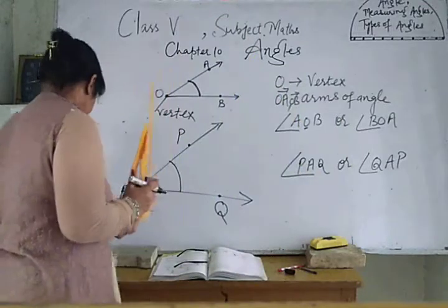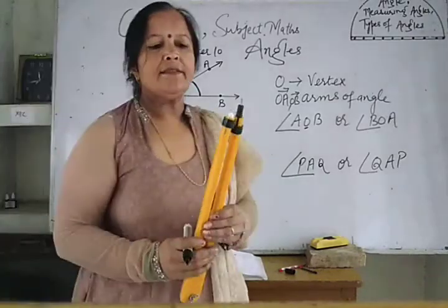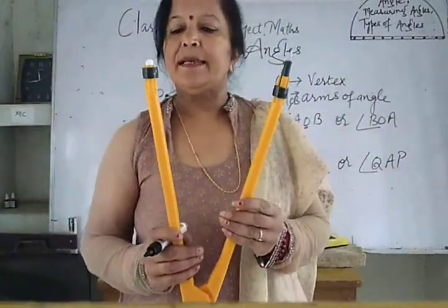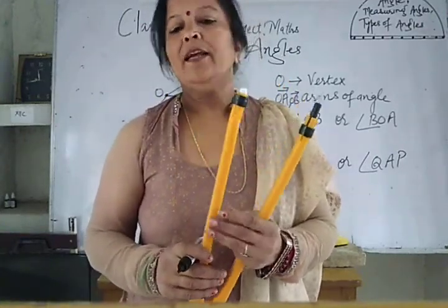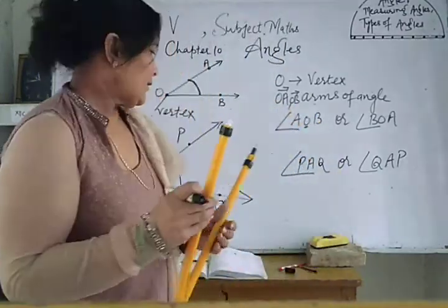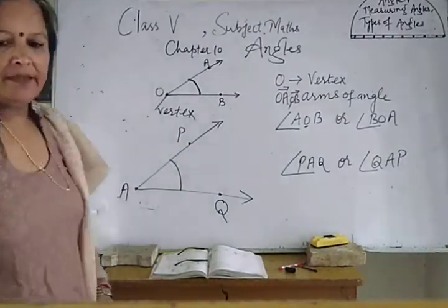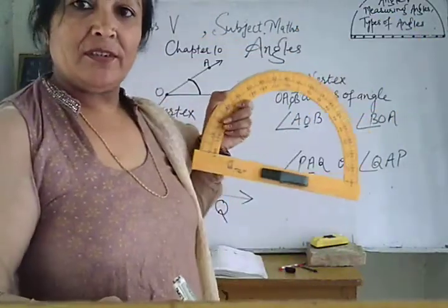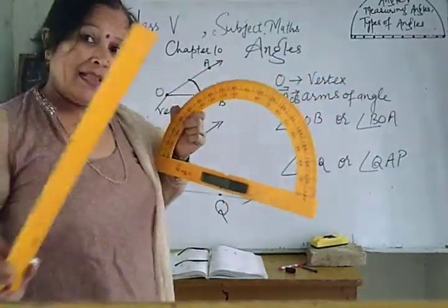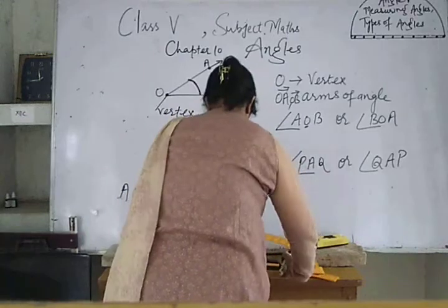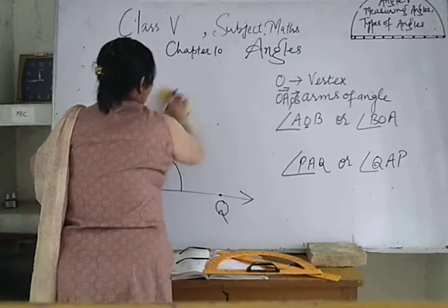And here this is the compasses. This is used to construct angles and perpendicular bisectors also. So let's start. You need the protractor. So how to measure angles? You need a scale, the protractor and your pencil also. So let's learn how to measure an angle.